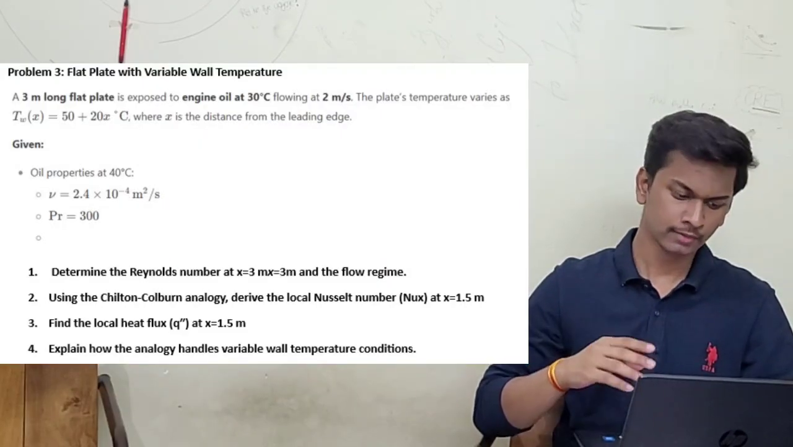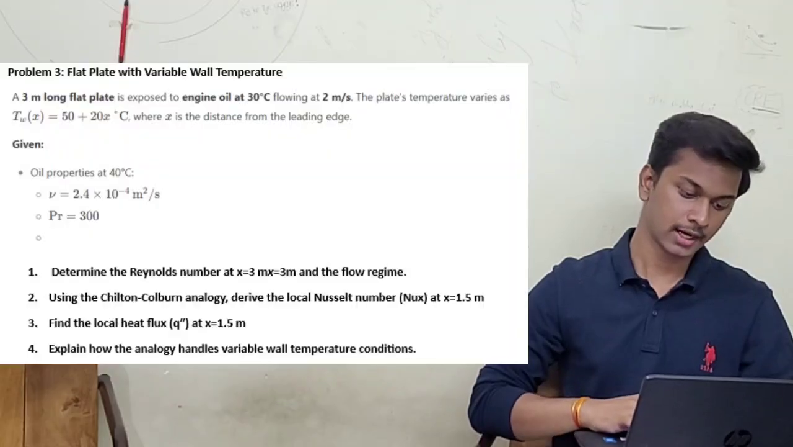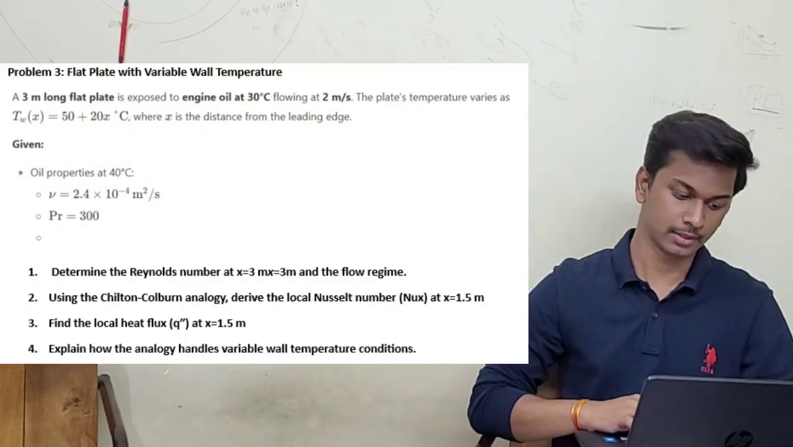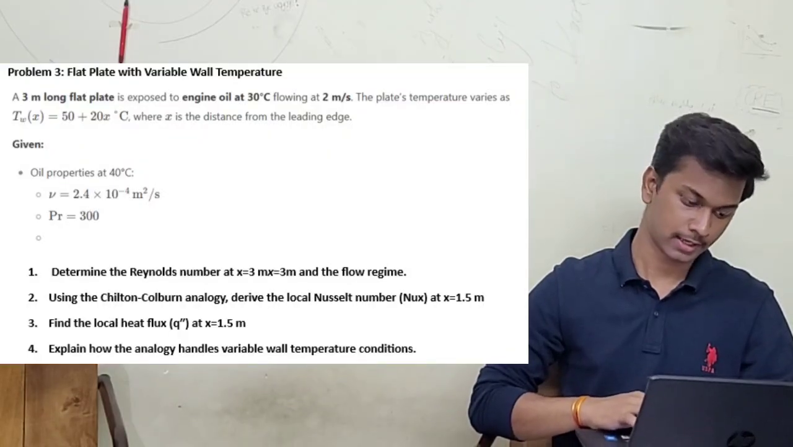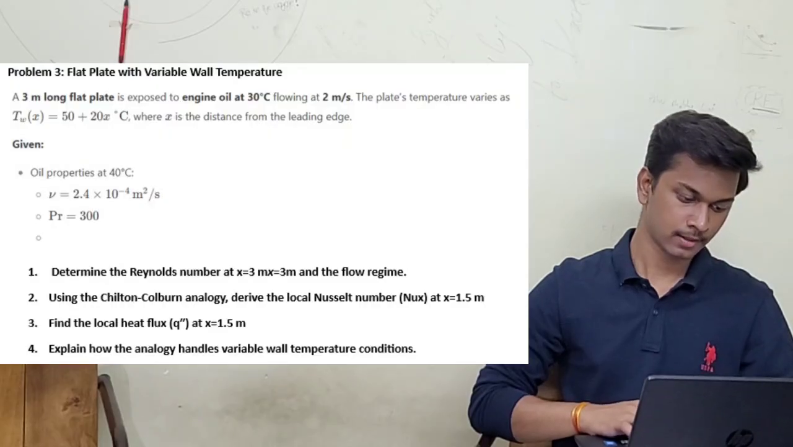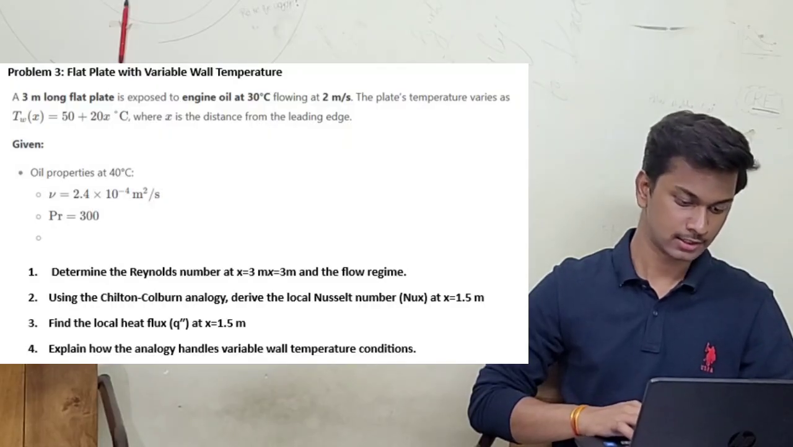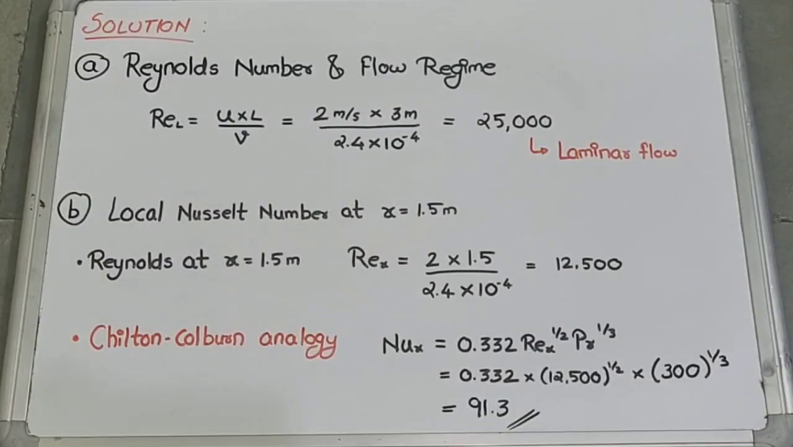Part C: find the local heat flux at x = 1.5 meter. Part D is given as: explain how the analogy handles variable wall temperature conditions. As we have understood the question and doubts related to it, let's dive into the solution.